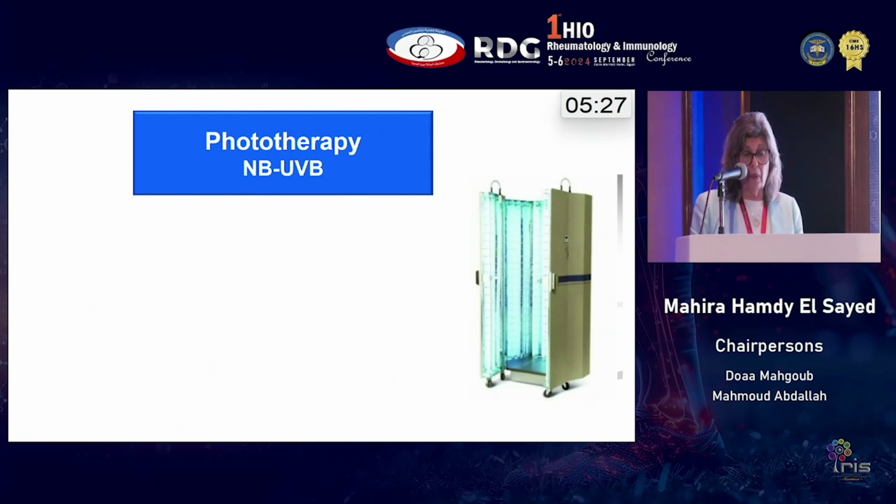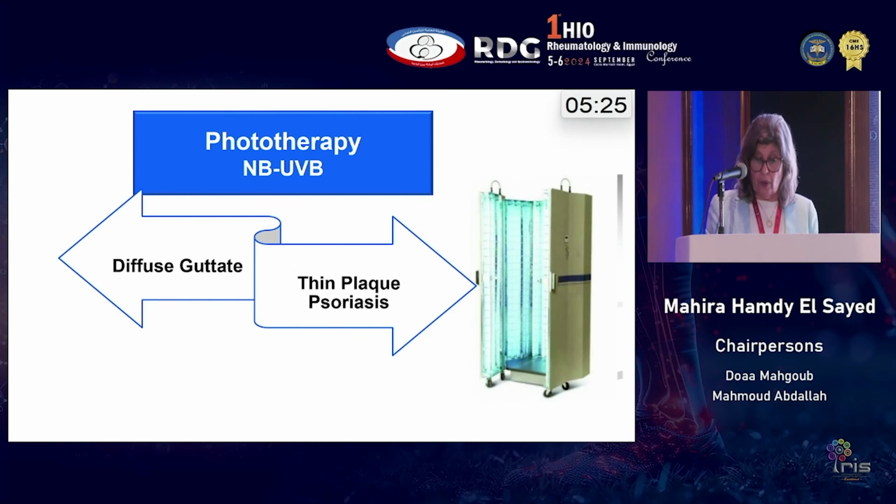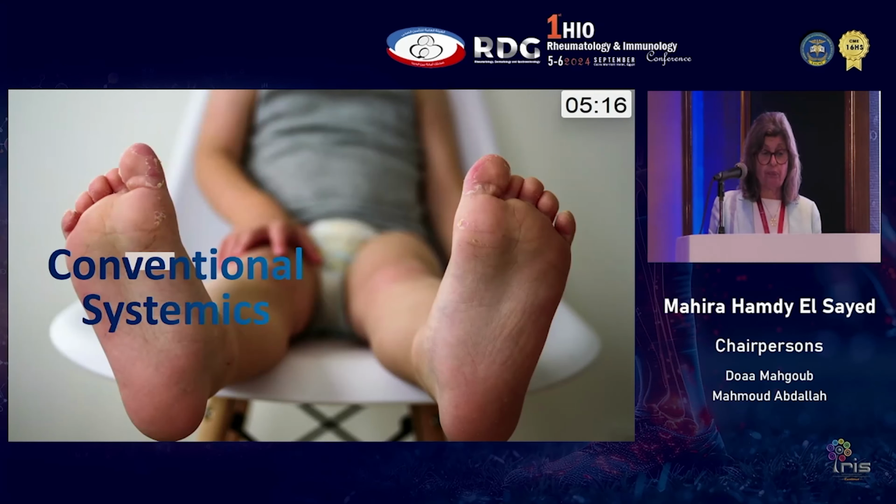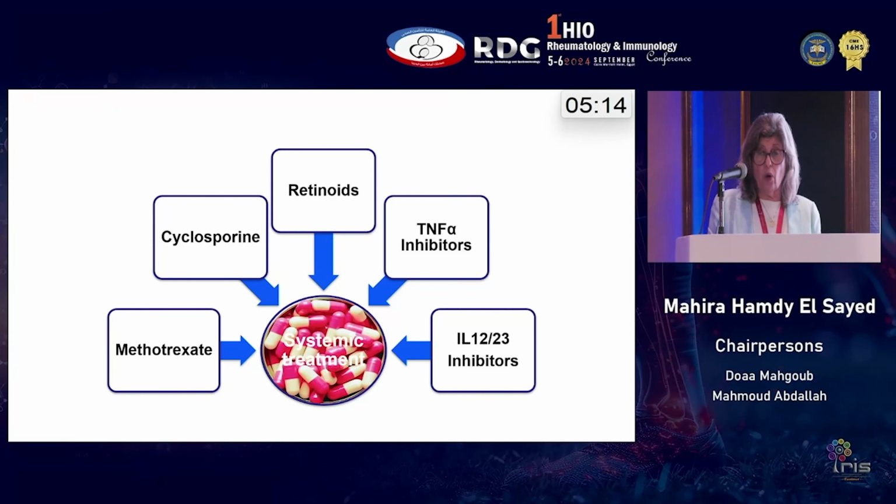What about phototherapy, narrowband? Both can be used, either narrowband in diffuse guttate and thin plaque psoriasis. I can also use PUVA and broadband, but in an older age. Conventional systemics can all be used.